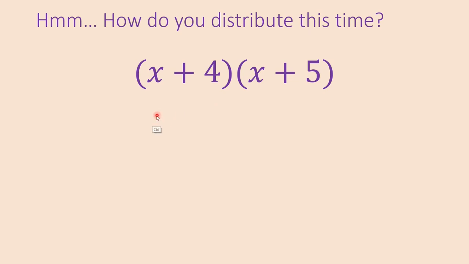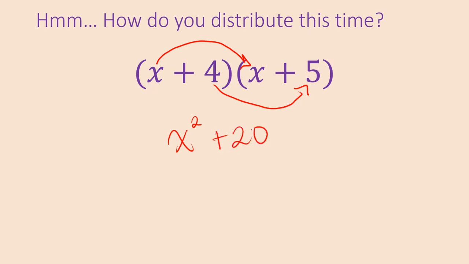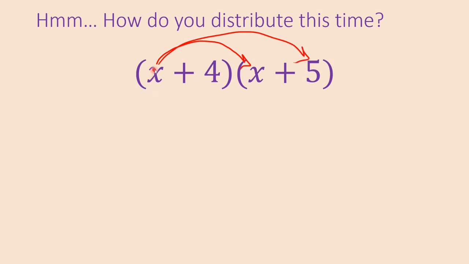So what a lot of people end up doing, if they've never seen a problem like this before, is they take this x and they multiply it times this x and they get x squared. And then they take this 4 and they multiply it times this 5 and they get 20. So they're at x squared plus 20. And that's a really great idea, but it turns out we actually have to do quite a bit more than that. We have to distribute the x not just to the x, but also to the other 5. So we need to distribute this x to the x and to the 5.